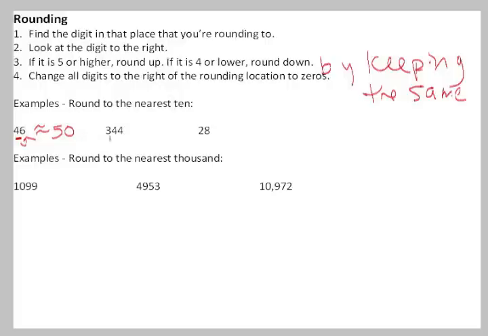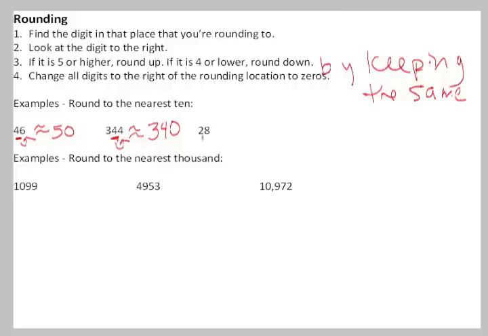Here's another example, 344. If we want to round to the nearest 10, we find the digit in the tens place, and that's this 4. We look to the right and check out that digit. It's a 4. It's not 5 or above. That means we're going to keep the 4 in the tens place the same and make everything after it a 0. So 344 rounds to 340. So here, 344 is closer to 340 than it is to 350.